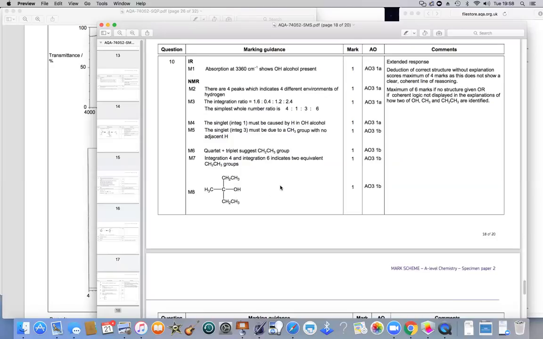So there is your alcohol. It will be 3-methylpentan-3-ol. That's quite a bit of information that you can get from those 2 spectra. So that's the level of question that you can expect on this in the exam.